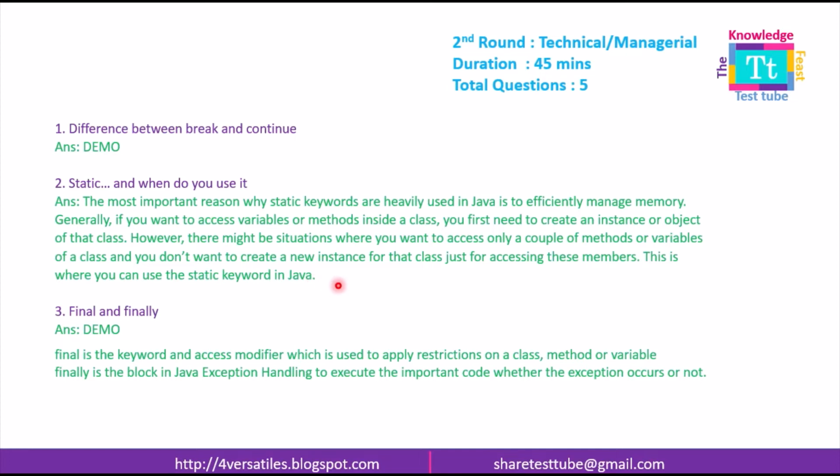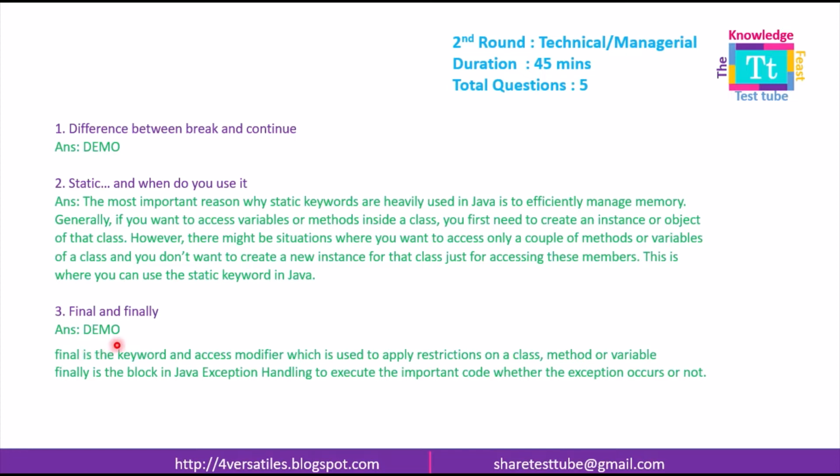Okay, so now moving on to the third question, difference between final and finally. So what is the difference between final and finally? For this also we'll see a demo, but before that, let's try to understand theoretically what are the differences between final and finally. So final is a keyword, and it is an access modifier which is used to apply restrictions on a class, method, or a variable.